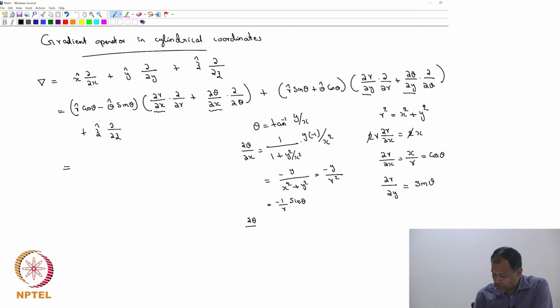What is del theta by del y? 1 by r cos theta. Yeah, that's right. So now we can substitute and we can simplify. Let's substitute and simplify. Okay, I'll just rub these.